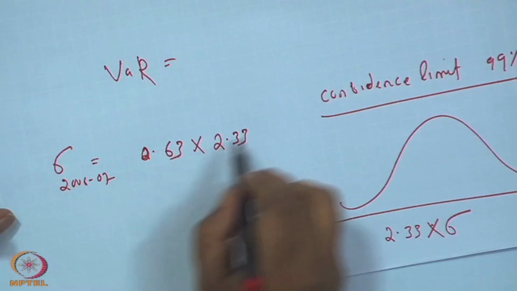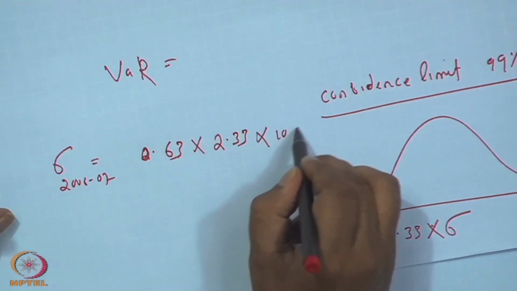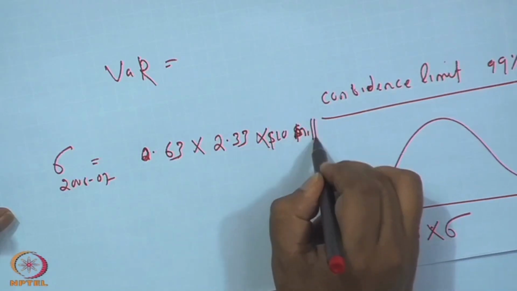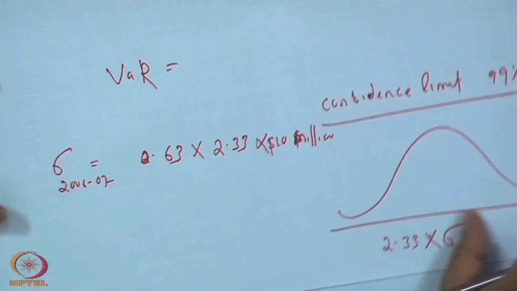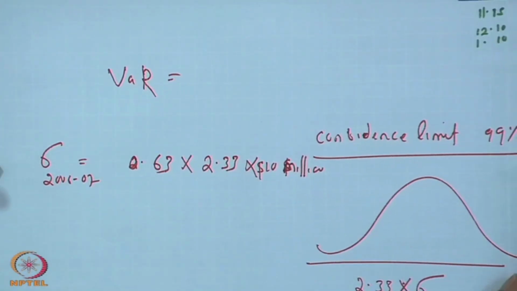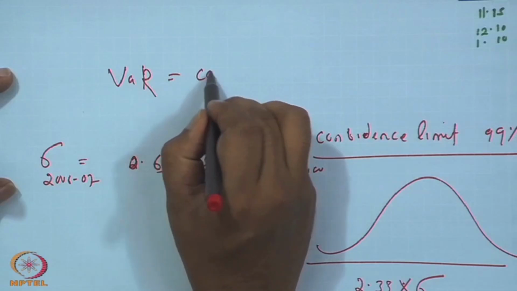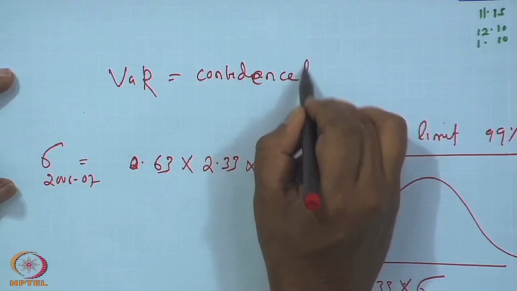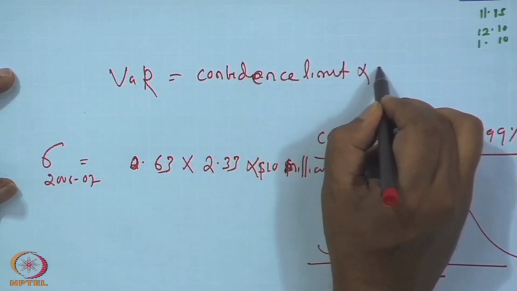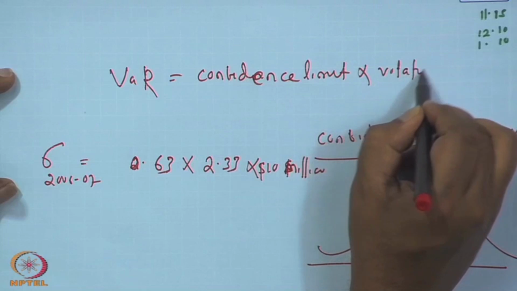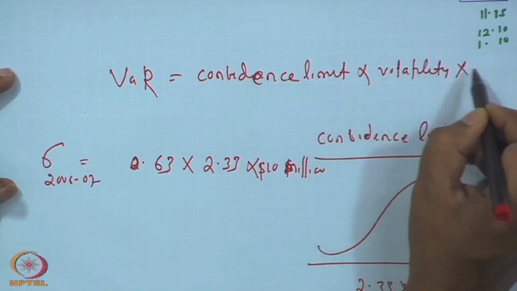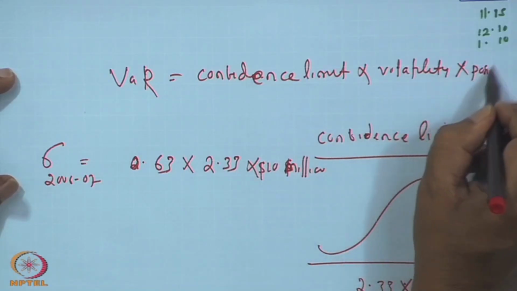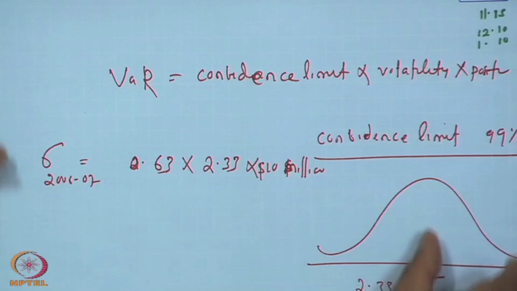And what is the position for me? The position for me is $10 million. So the value at risk is the confidence limit multiplied by the volatility multiplied by the position.